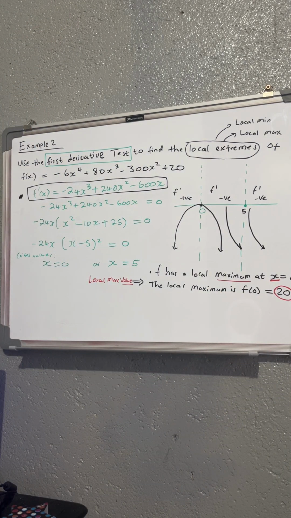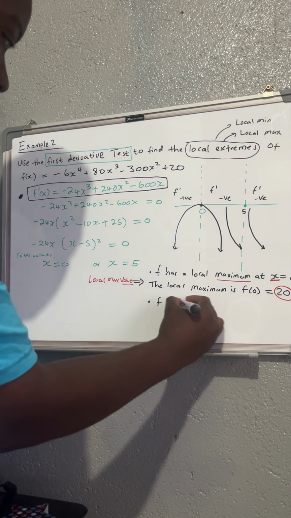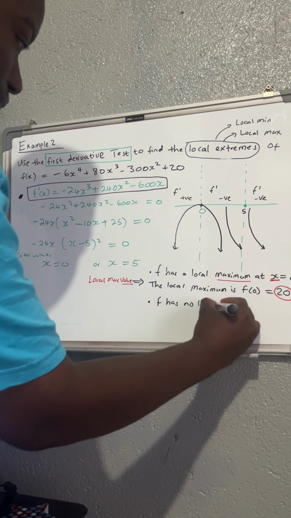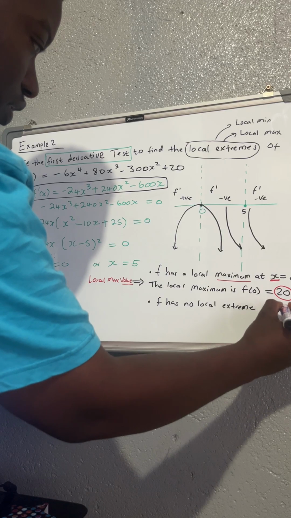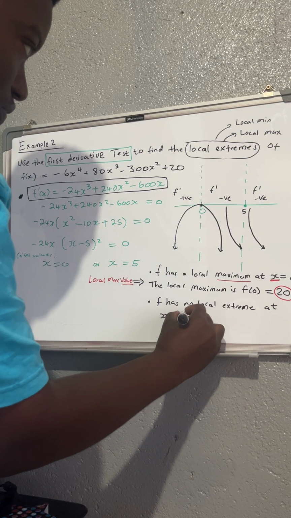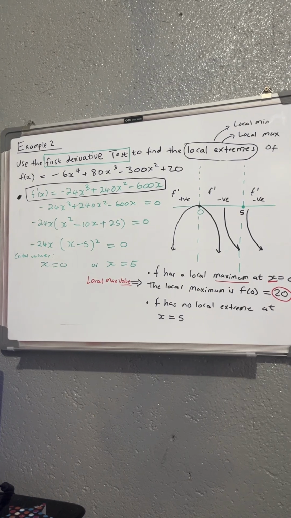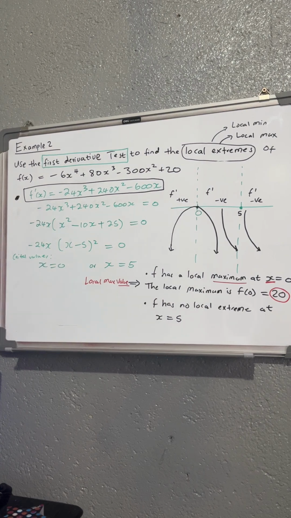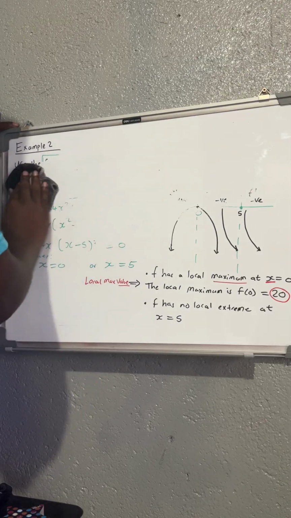So now you're going to come again and say f has no local extreme at x equals 5. So as I've explained, this is actually your inflection point, and that's basically how you do this question. So the last thing that I want us to talk about is this table that I'm going to draw for you here.